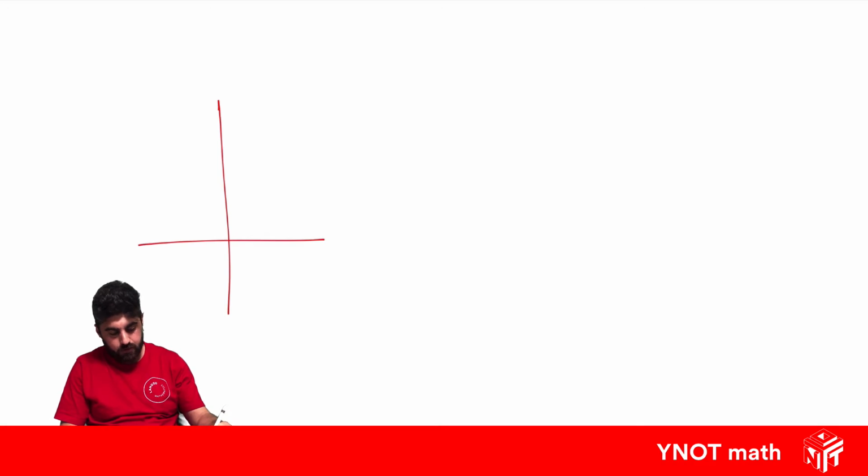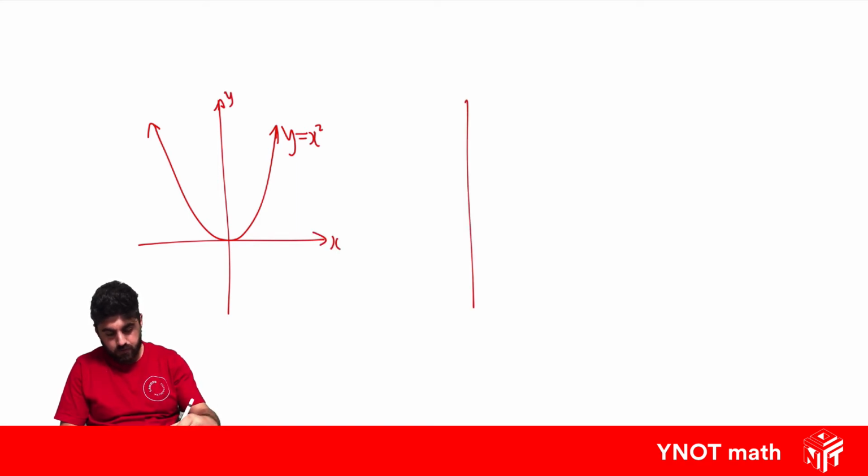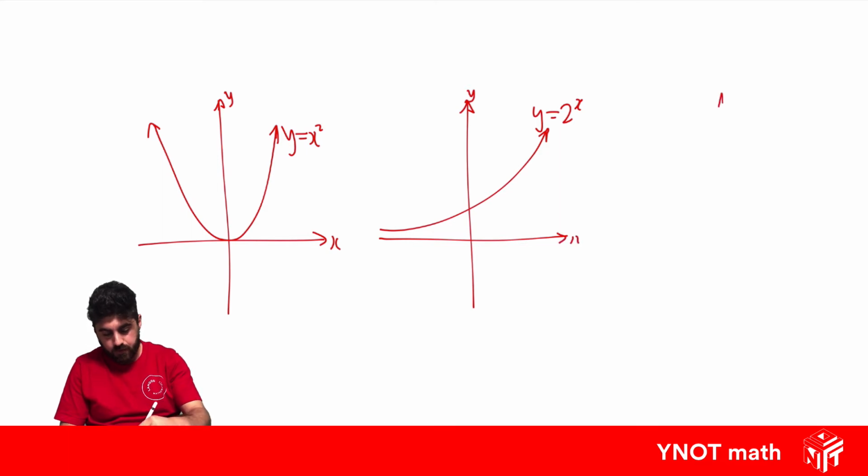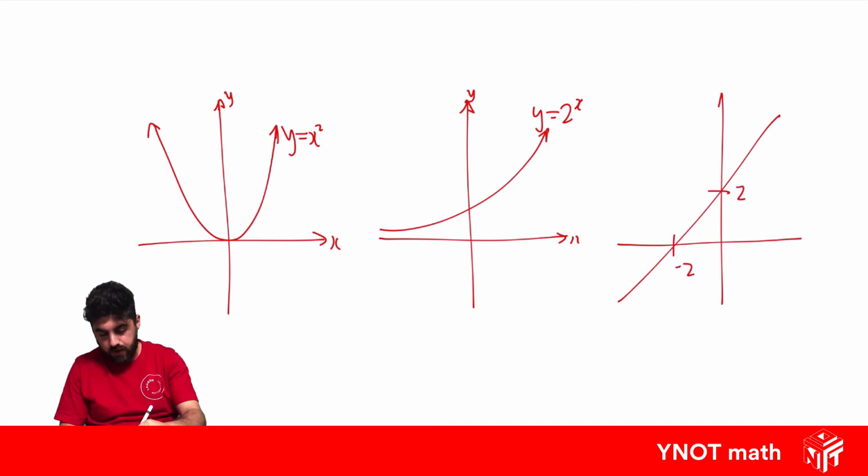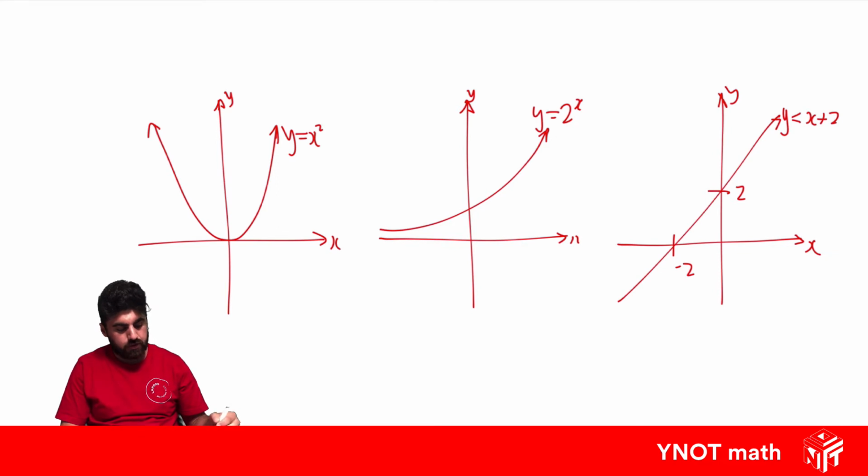So we've got y equals x squared. It's going to be a continuous function. We've got y equals 2 to the power of x is a continuous function. And we've got y equals x plus 2 is also a continuous function. And we know they're continuous because we can graph these functions without taking our pen off the page. There's no break in any of these functions because they go on forever.